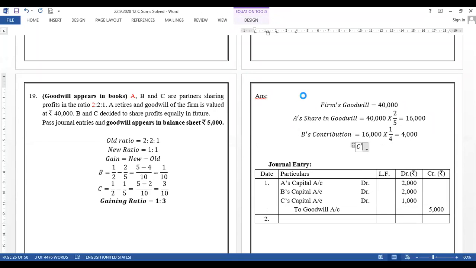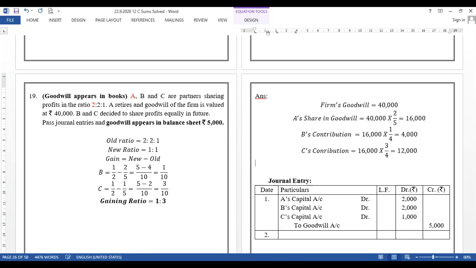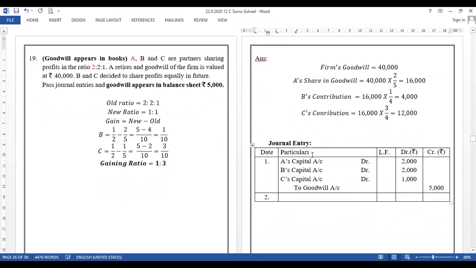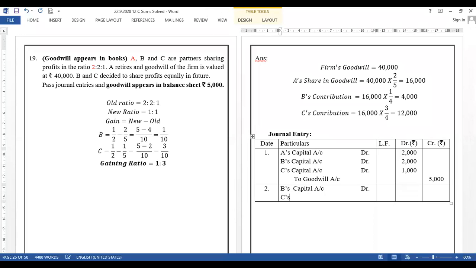In a similar way, C's contribution will be equal to 16,000 into 3/4, which will be equal to 12,000. We are done with the calculation. The final entry required is gaining to sacrificing. Gaining partners are B and C. So B's capital account debit, C's capital account debit to A's capital account, the sacrificing partner. Amount is 4,000, 12,000 and 16,000. That's all.